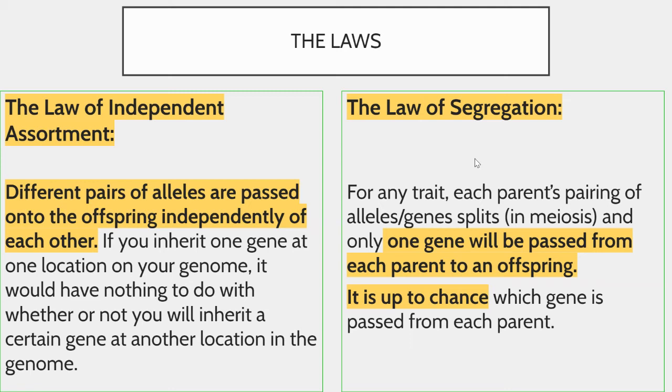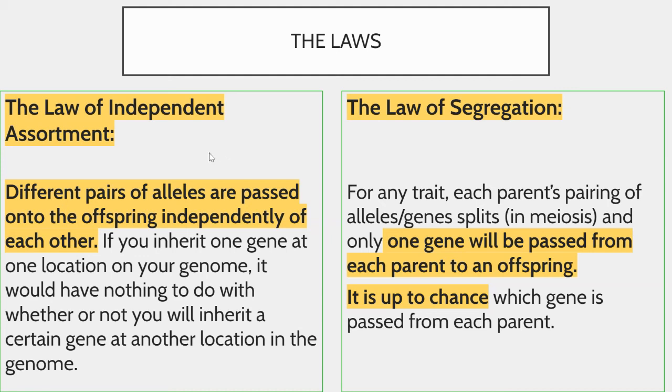All right, there's two laws that you need to know when working with genetics, and those are the law of independent assortment and the law of segregation. The law of independent assortment basically means that just because you have a gene for a certain trait doesn't automatically mean that you're going to get another gene that you might have. If you are passing on a trait of having blonde hair to an offspring, it does not automatically mean that you will also pass on blue eyes. They are separate genes and they are passed on independently of each other.